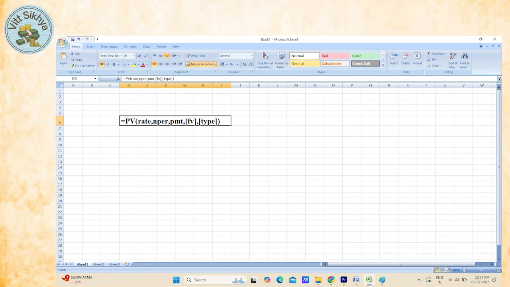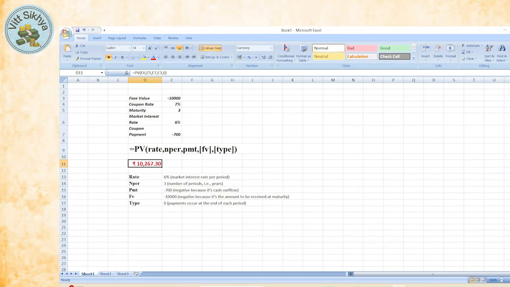If you want to calculate bond price in Excel, use the PV function or the present value function. Now, it's equal to PV, rate, NPER, PMT, FV, type. So for the above example, rate is equal to 6% market interest rate per period. NPER is equal to 3, number of periods, that is years. PMT is equal to negative 700. Negative because it's cash outflow. FV is equal to negative 10,000.